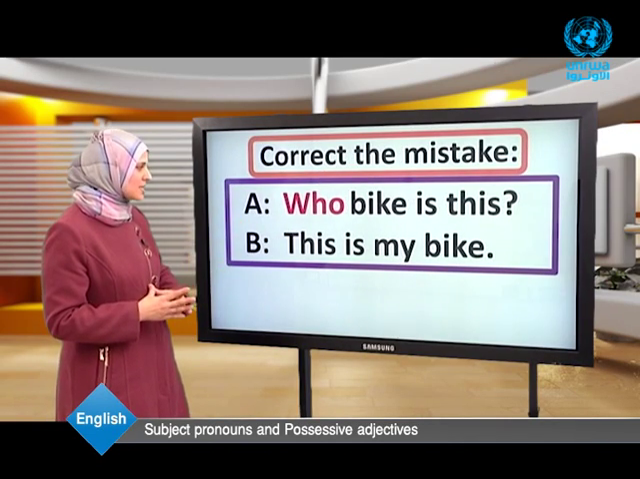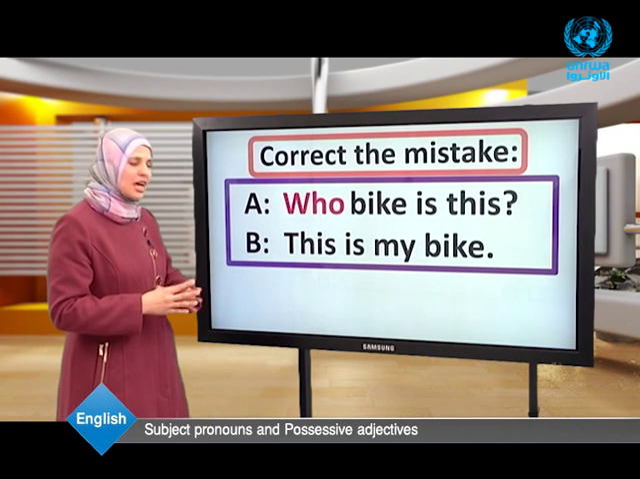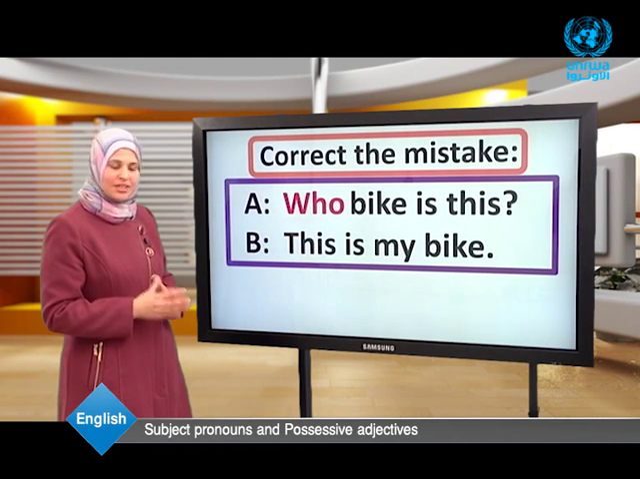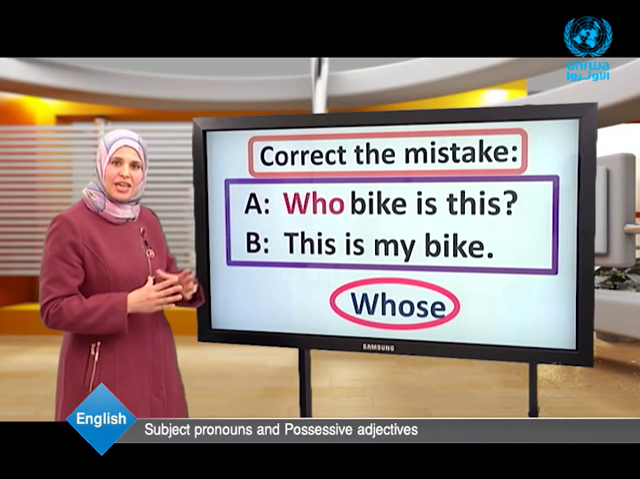Whose bike is this? This is my bike. We here ask about possession. So, what is the correct answer? Great. Whose bike is this?